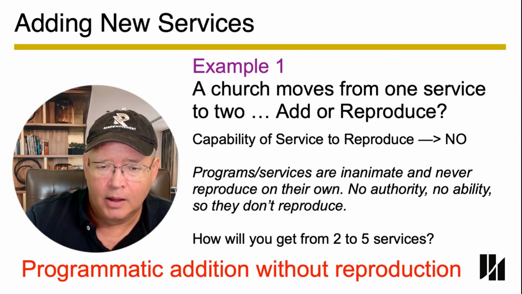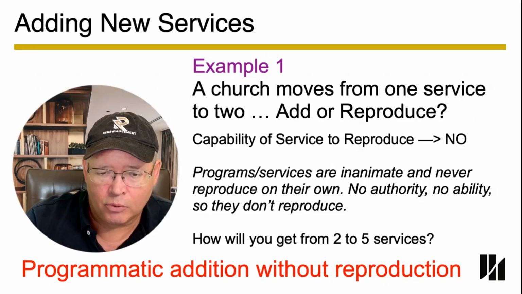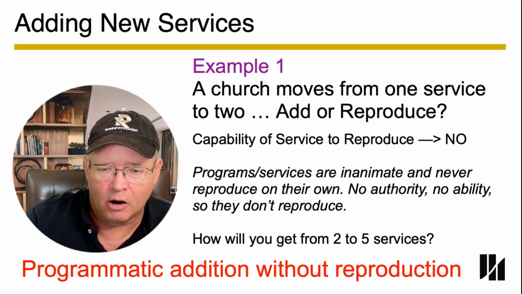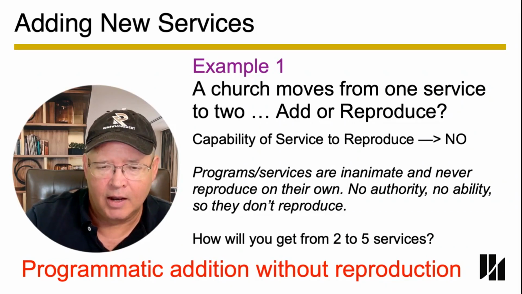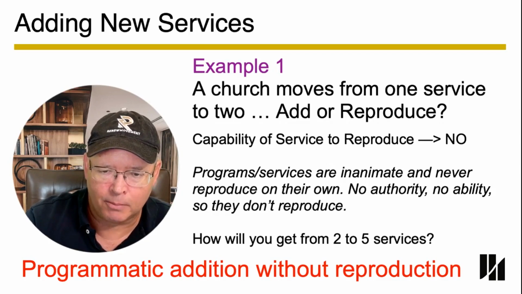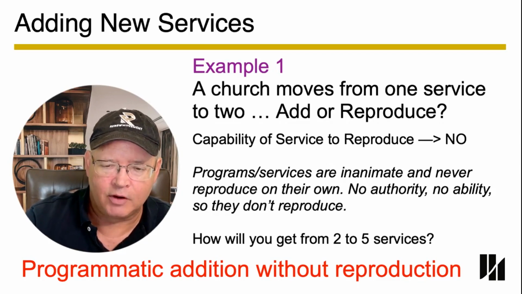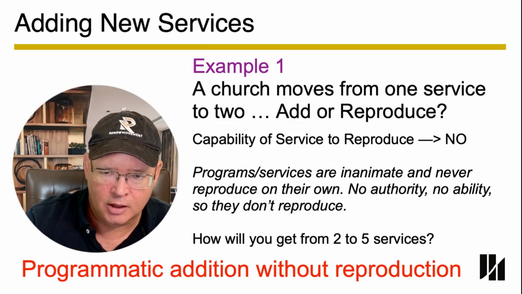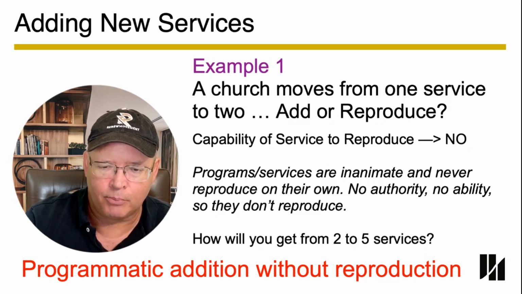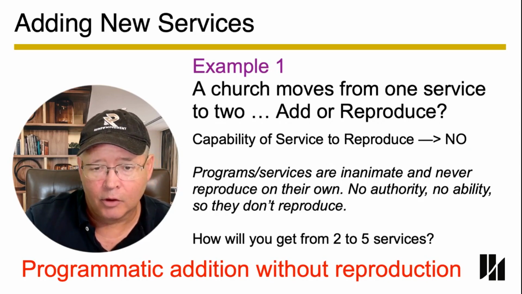And that leads us right in the middle of the page here to programs and services are inanimate things that never reproduce on their own. They have no authority, no ability, so they don't reproduce. That's because they have to get someone else's permission to do it. And when you have to get someone else's permission, you don't get reproduction. You get programmatic addition.